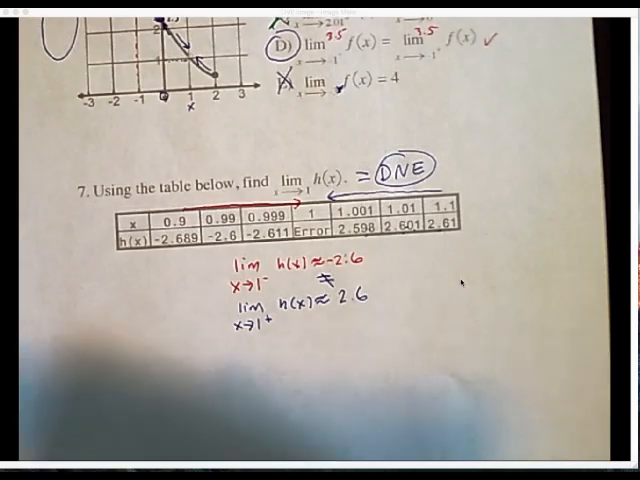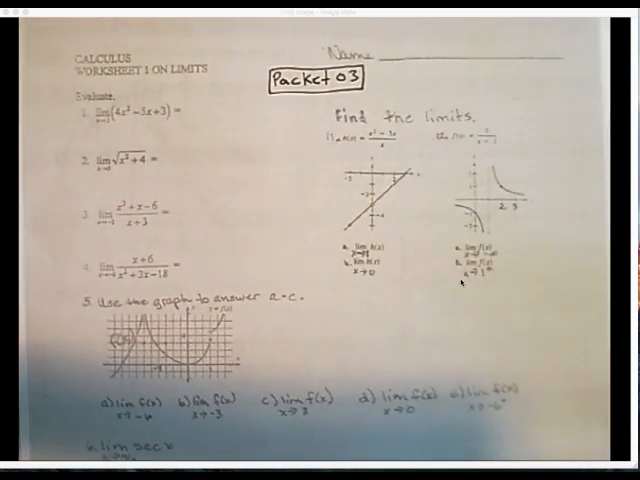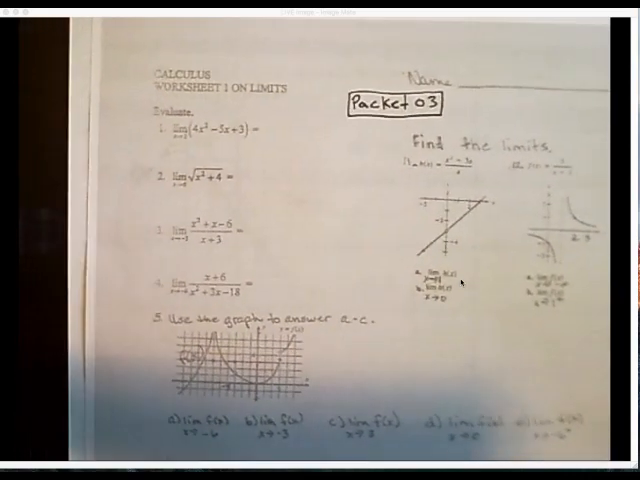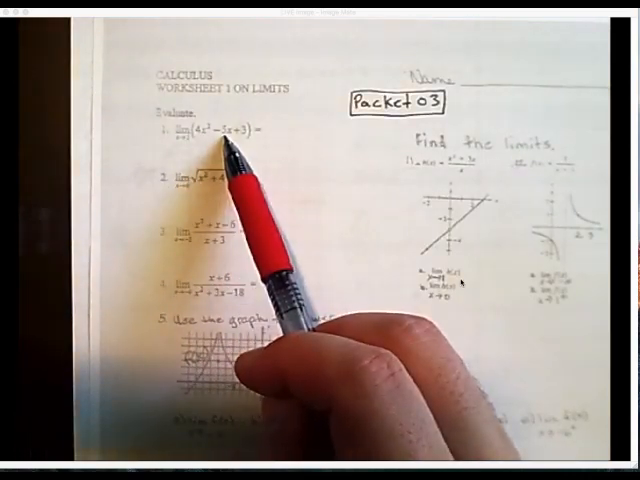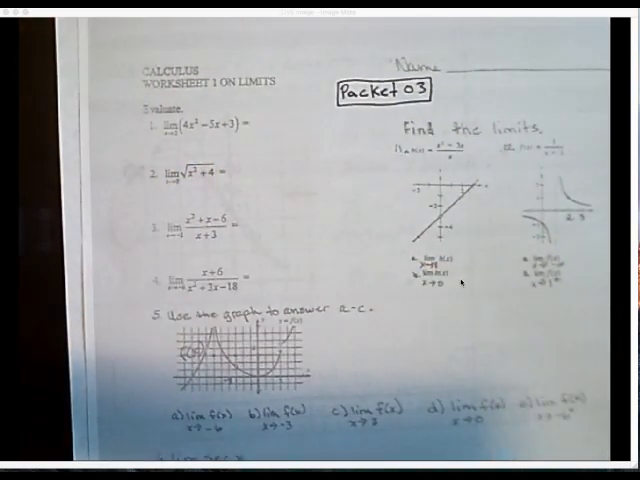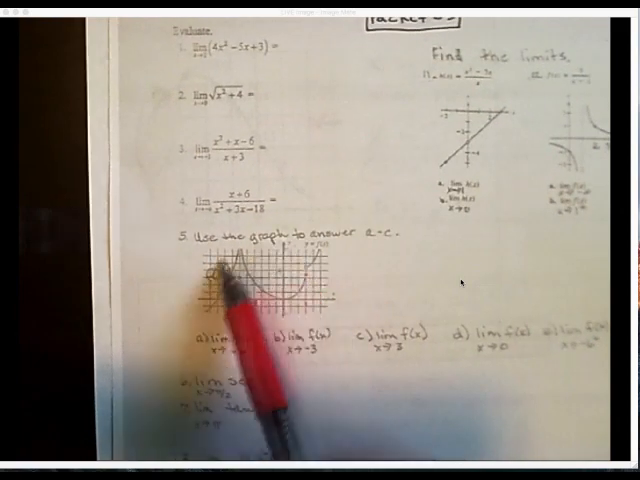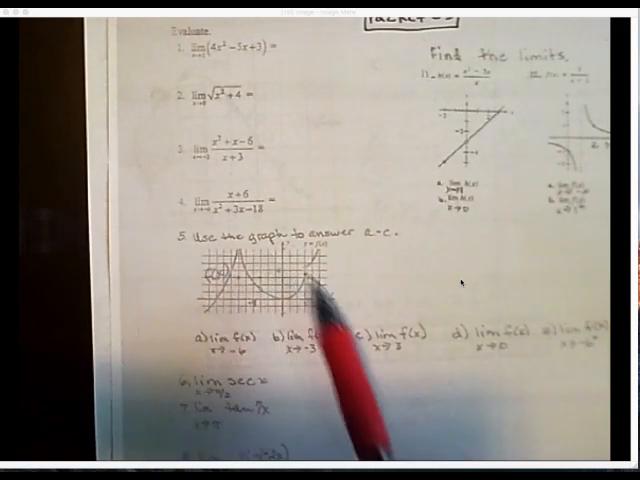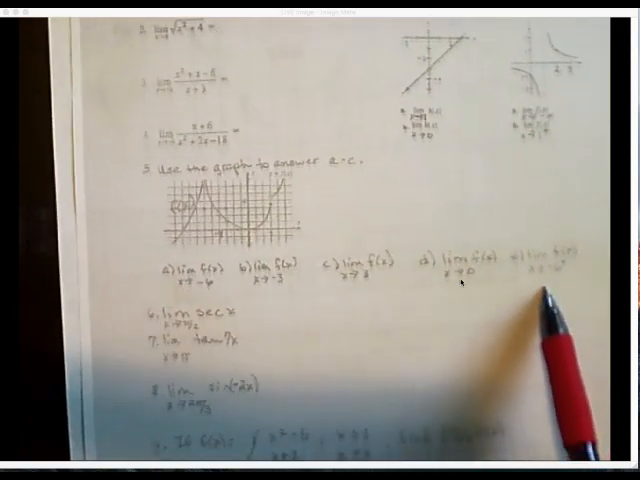So that's the end of the notes. So your packet, you have a few things here. You want to evaluate limits using those skills. So first thing, try direct substitution. If that doesn't work, try to factor and cancel or to use one of those special trig limits. And then there's some more practice here with using this graph to find some of these stated limits.